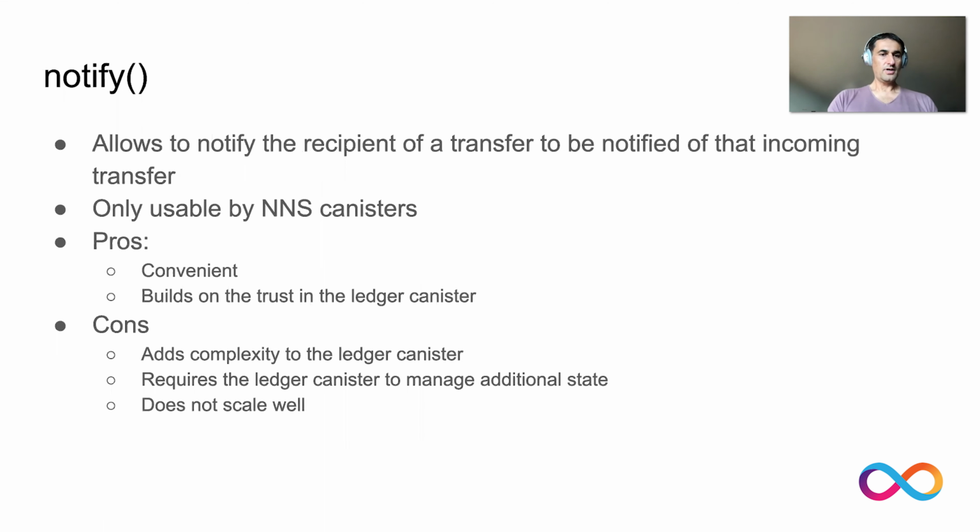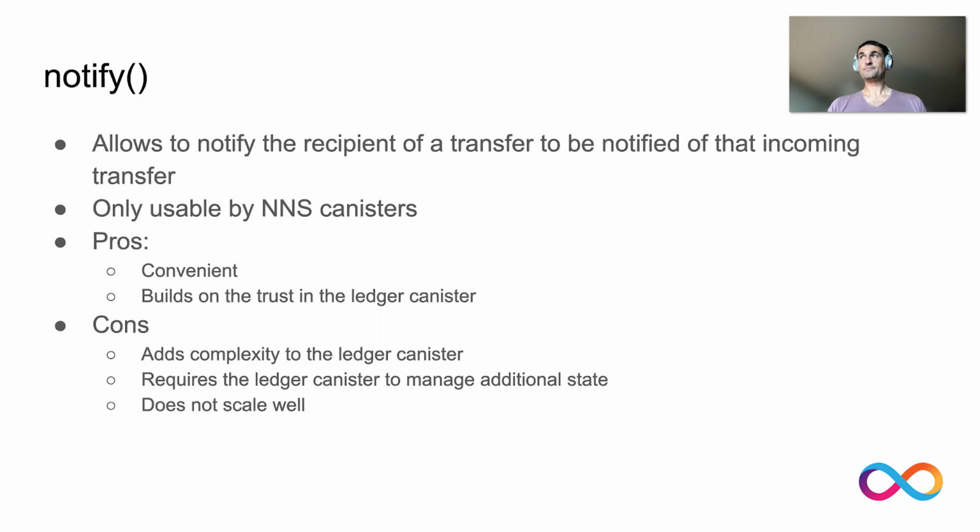All right, so this is a topic that I wanted to touch upon, because I think there are some questions in the forum about it. The ledger canister offers this, it's now a privileged method called notify. Essentially, notify allows somebody who transfers funds to a canister to ask the ledger to notify that canister of this incoming transfer.